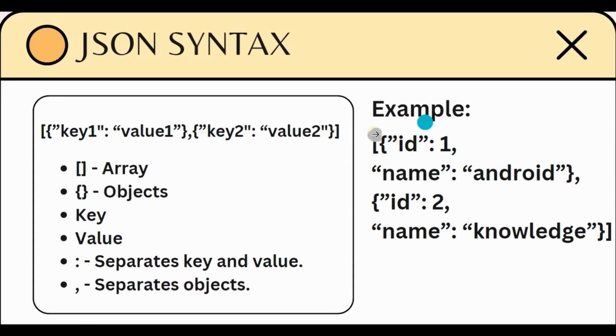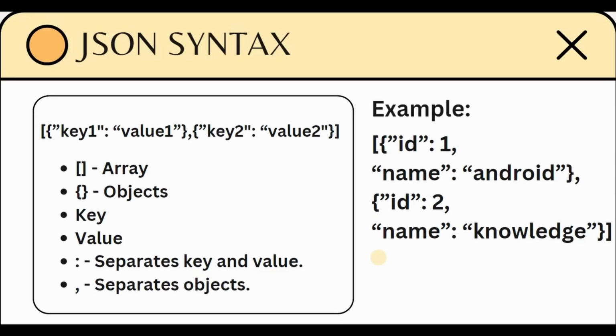For example, this is an array, inside it, two objects, and then inside each object, we have keys and values. This ID is a key and 1 is an int value. Then this name is a key and android is a string value. Then in the second object, ID is the key and 2 is an int value. And name is a key and knowledge is a string value. Got it? There can be multiple keys and values in an object and multiple objects in an array.